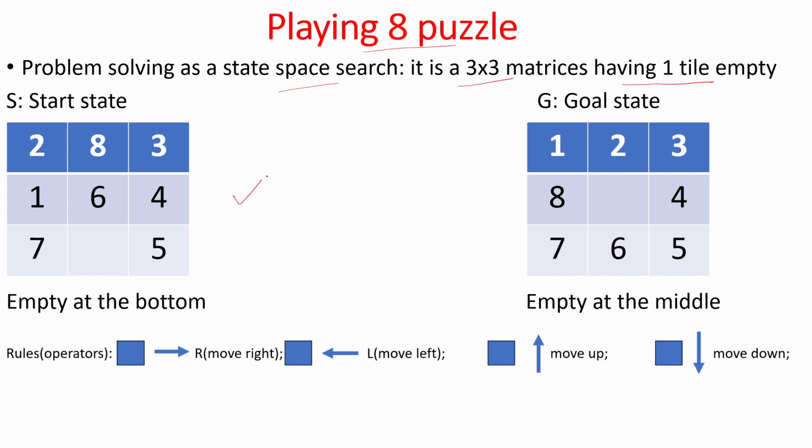So this is the start state where the bottom is empty, and we have to reach the goal state where the empty is at the center, in the middle. So how to reach that? We have to follow some rules, operators. This is called the right move, this is called the left move. When it moves in this direction, it is the right move. When it moves in this direction, it is the left move. When it moves up, it is the upward move. When it moves down, it is the downward move. So following these 4 operators, we will proceed to find the solution to the 8 puzzle problem.